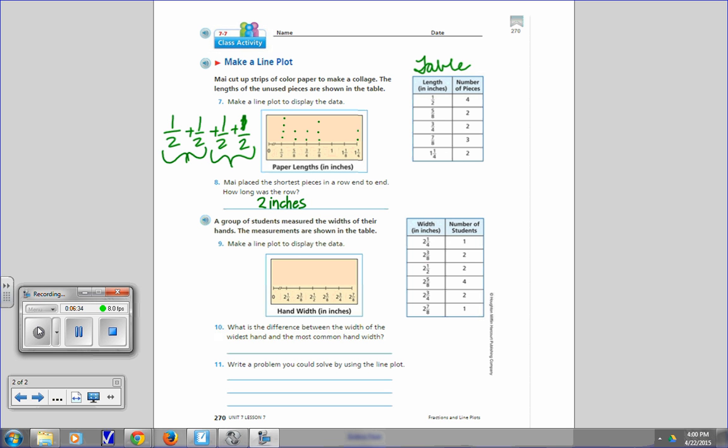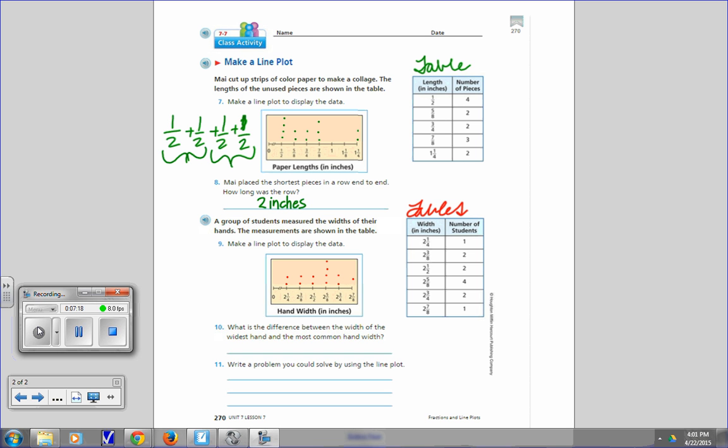A group of students measured the widths of their hands. The measurements are shown in the table. Here's our table. Make a line plot to display the data. So there was 1 student with 2 1/4. There were 2 students with 2 3/8. There were 2 students with 2 1/2. There were 4 students with 2 5/8. 1, 2, 3, 4. There were 2 students with 2 3/4. And there was 1 student with 2 7/8.